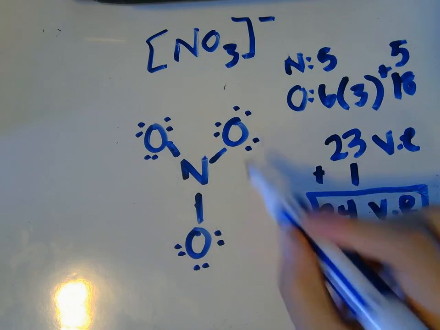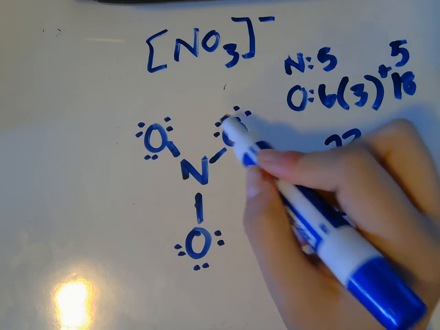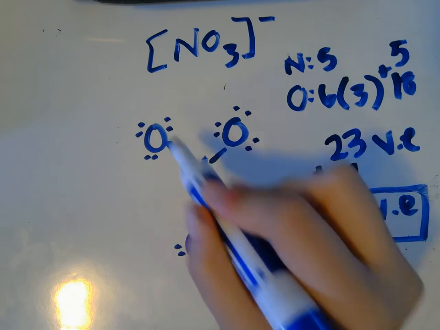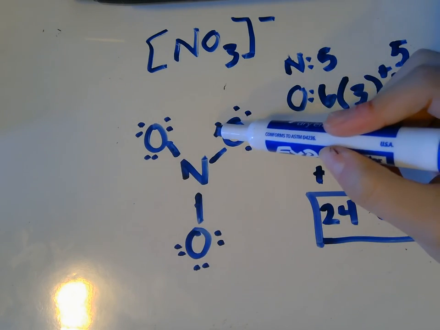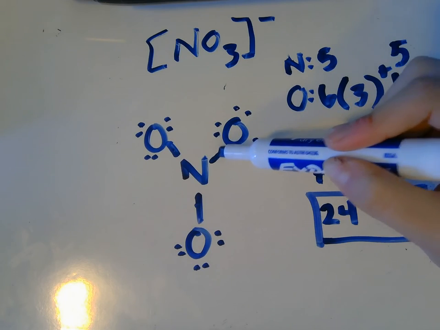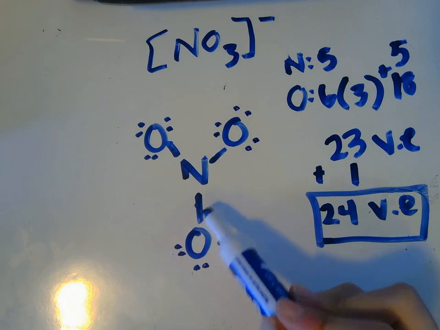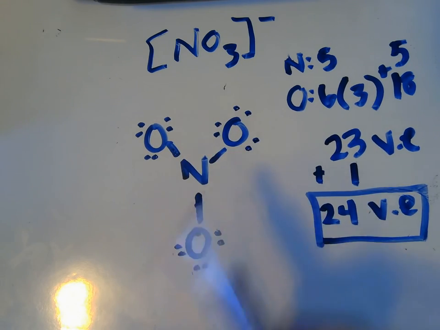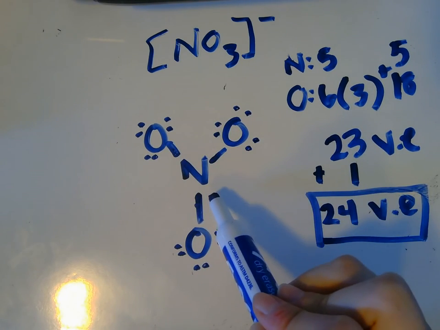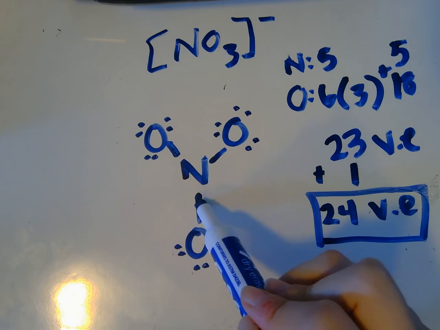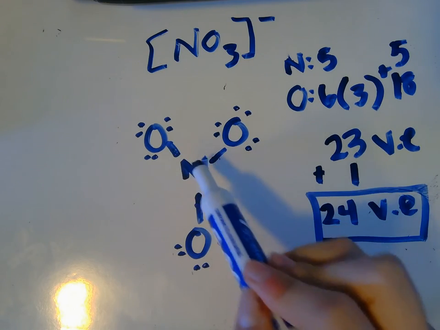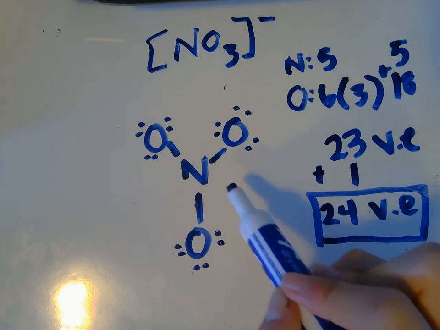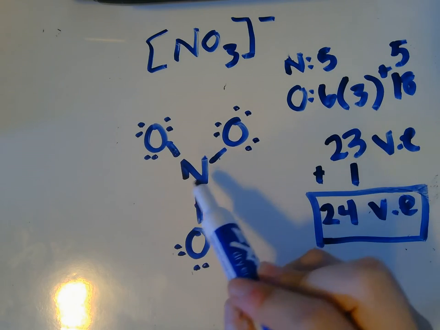Okay, so when you look at this, my oxygens all have a total of 8 valence electrons. They have 1, 2, 3, 4, 5, 6, 7, 8. My central atom only has 6. 2, 4, 6. My central atom is not happy with me because I did not give it 8 valence electrons.